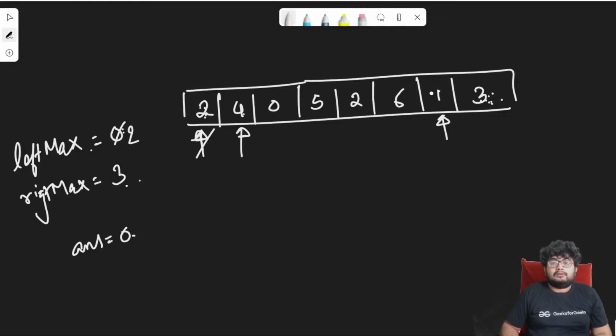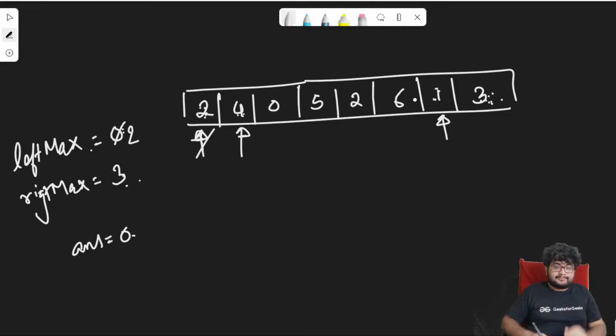Now, what do we have here? ARR of ptr1, that is 4, is less than or equal to ARR of ptr2, right? It is less than, definitely. Sorry, it is greater than. So we will move ptr2. What we'll check here is the right max. What is the right max? The right max is 3. So we can store the amount of water that is equal to 3 minus 1, that is 2 units. Why can we store this much water?